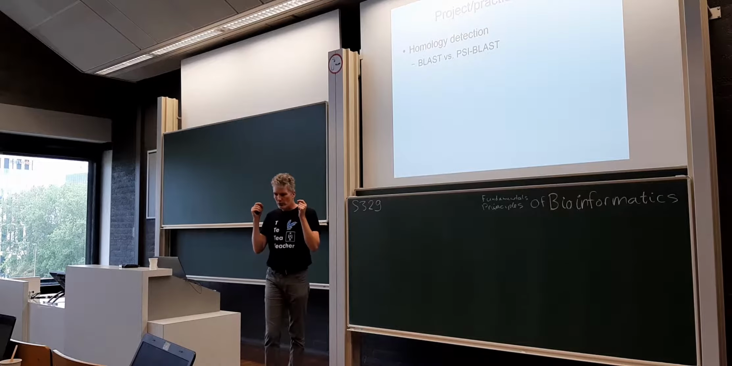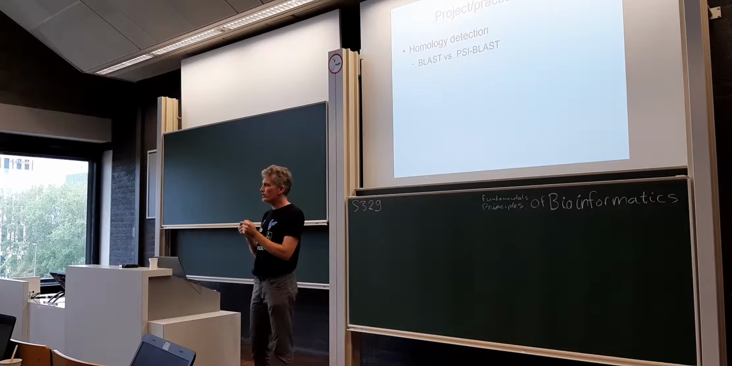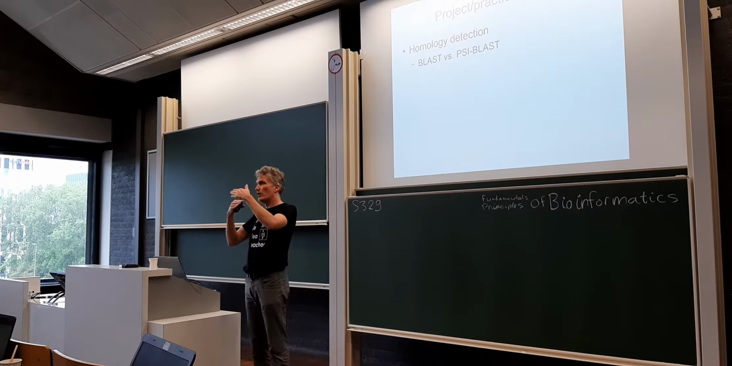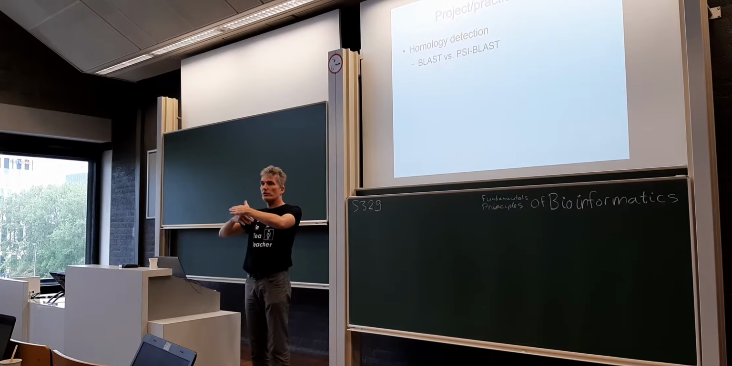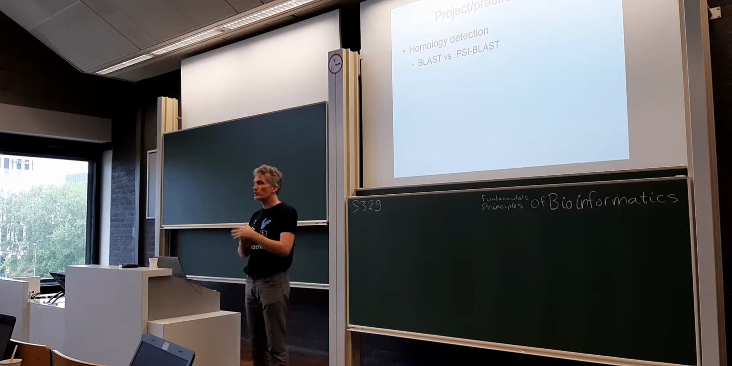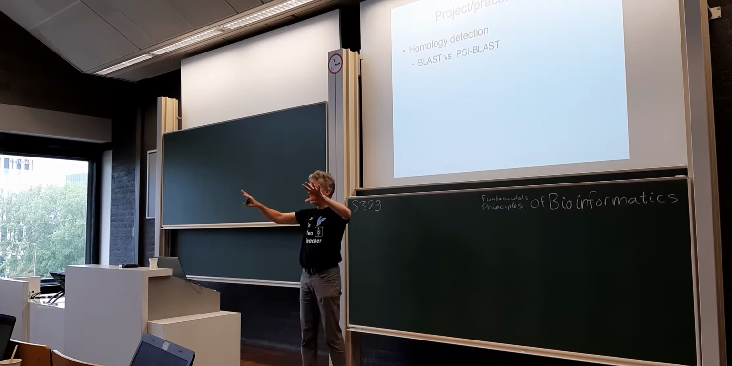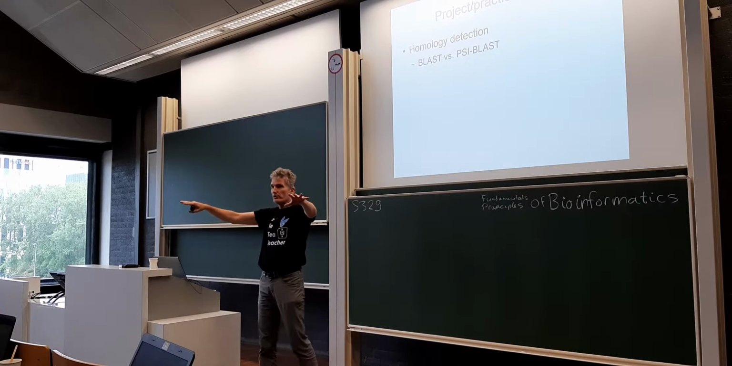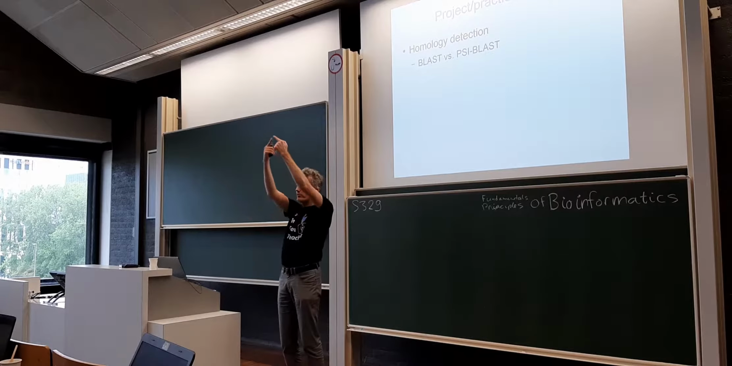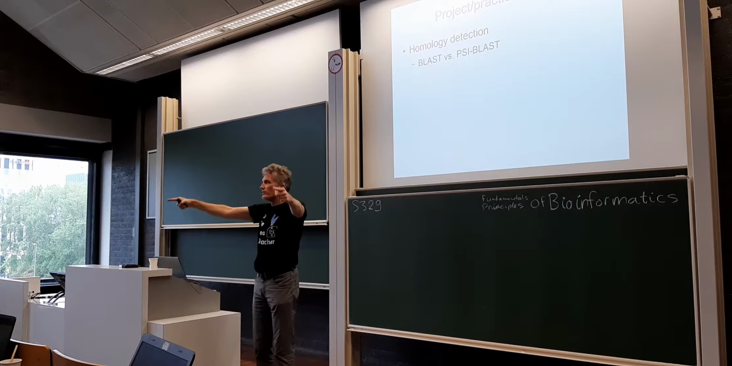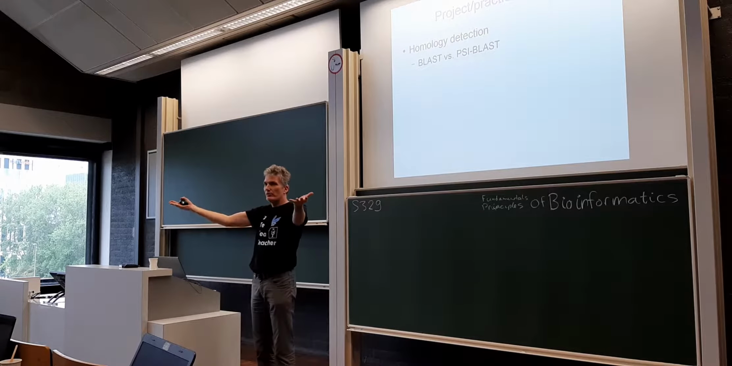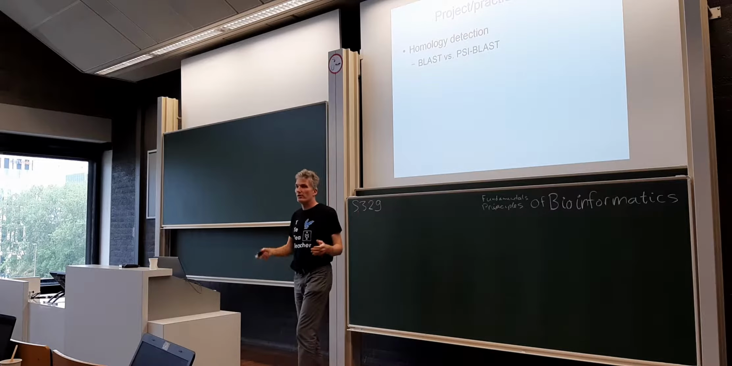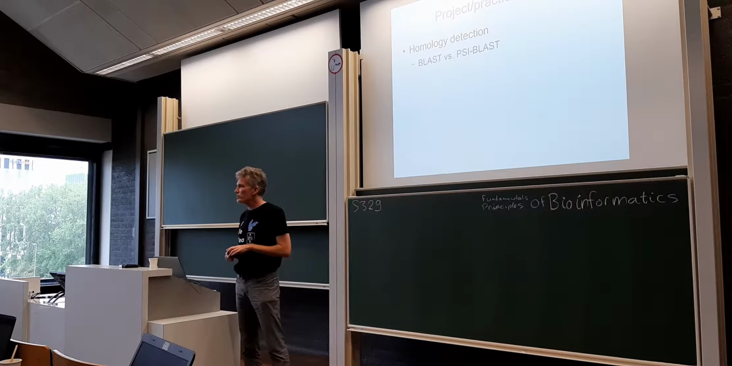So the question is, which of these two methods is better at detecting more remote homologs? More remote homologs being ones with less similarity at the sequence level. Makes sense, right? In terms of evolution, the sequence similarity between two sequences reflects the amount of mutations that happened between them since their common ancestor. So the less similar they are, the more distant they are in terms of homology. What is the definition of homology?